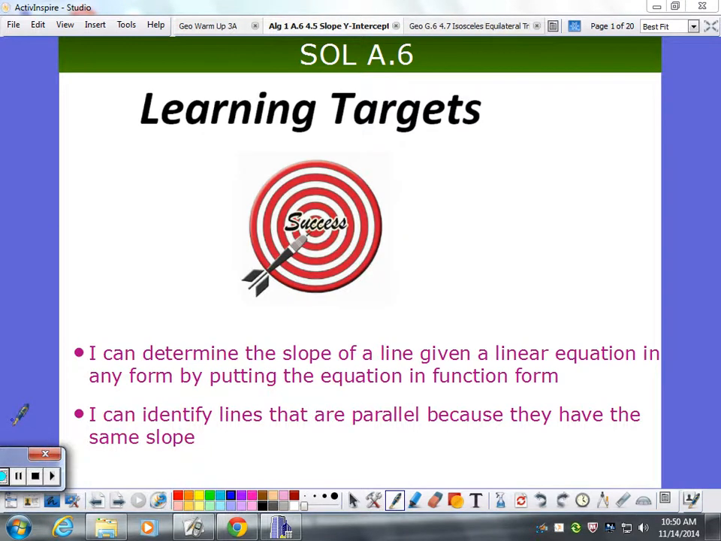So we want to talk about today applying slope. Okay? So we're going to work with slope to graph lines.